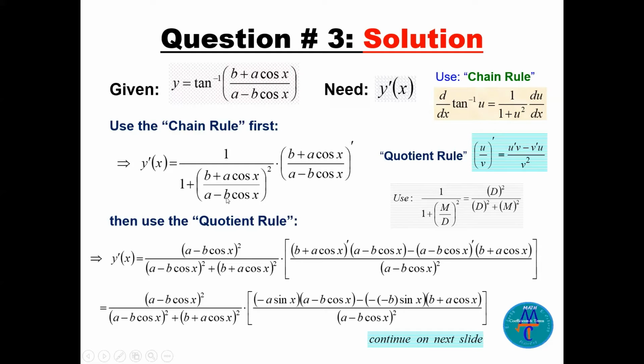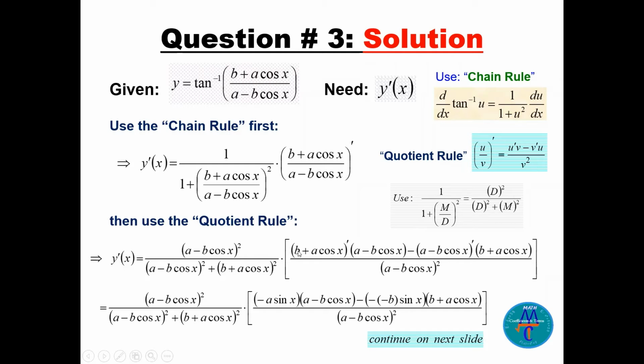So now we have, this is the denominator here, a minus b cosine of x. It will be a minus b cosine of x squared, that's d squared, plus, this is the m here, b plus a cosine of x all squared. So now we have to find the derivative by the quotient rule of this fraction here. So the derivative of the numerator times the denominator minus the derivative of the denominator times the numerator, divided by the denominator squared.